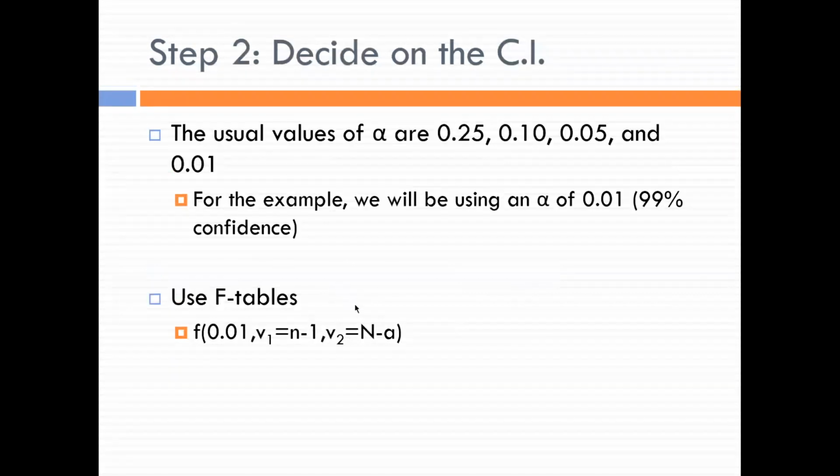So the usual values for alpha are 0.25, 0.1, 0.05, and 0.01. But usually we just take 0.05 if not given, because that's the standard for the sciences, and at least for engineering, that's the standard. We use 0.05. Now, here, we will use the F tables.